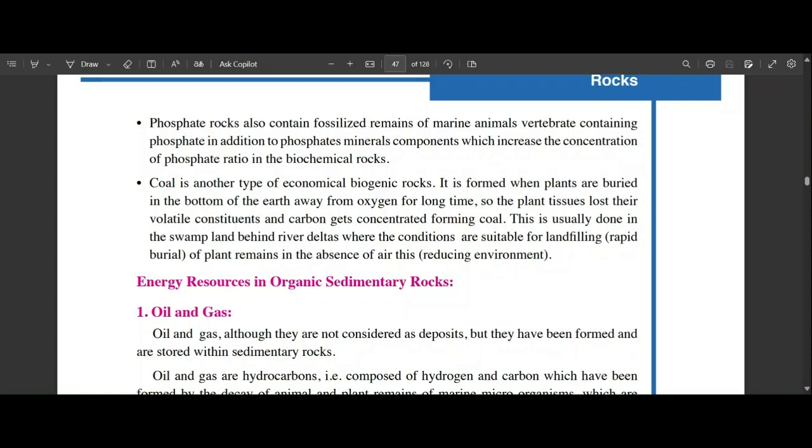Coal is another type of economic biogenic rock. It's formed when plants are buried in the bottom of the Earth away from oxygen for a long time. So the plant tissue loses its volatile constituents and carbon gets concentrated, forming coal. This is usually done in the swampland behind river deltas, where the conditions are suitable for rapid burial of plant remains in the absence of air, this reducing environment.